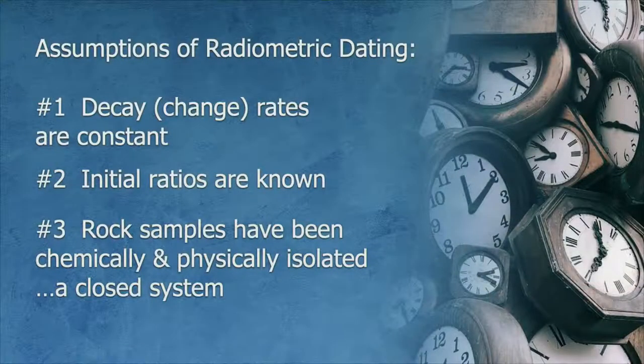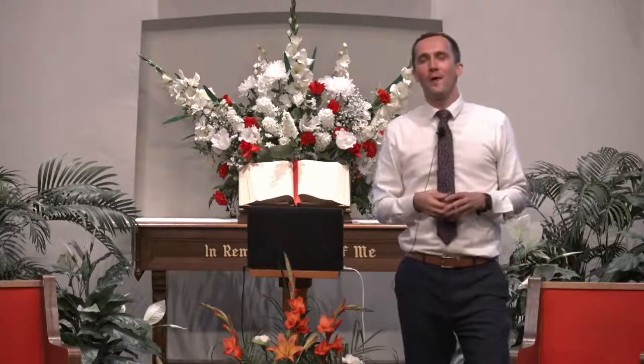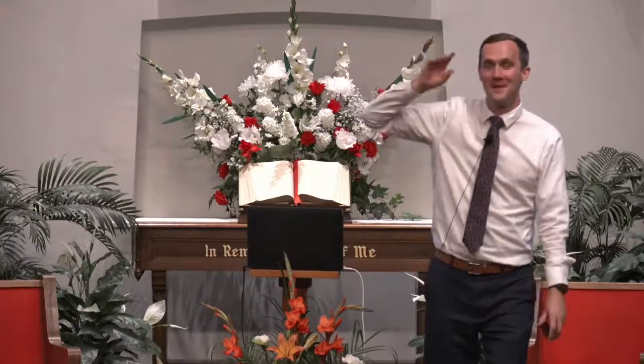And then lastly, another assumption of radiometric dating is that rock samples must be chemically and physically isolated in a closed system. In other words, nothing can sneak into that rock or rock layer in that period. Now, this next part is going to be probably very difficult. I don't fully understand the whole half-life. Some of you remember physics and the whole half-life thing from physics. And if you talk to my physics teacher, I never did very well in physics.